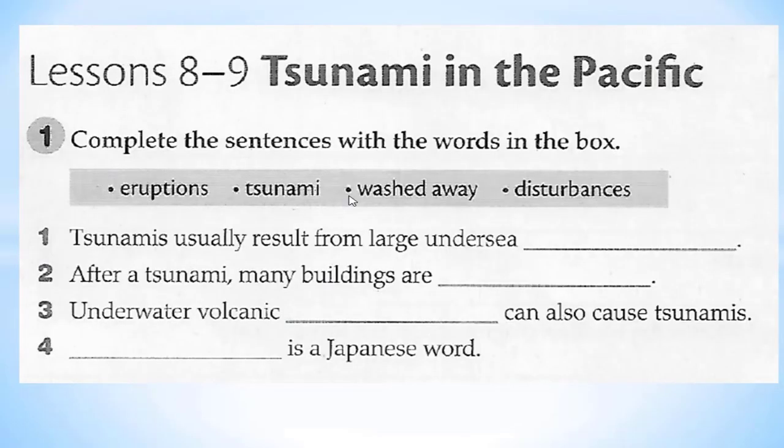Okay. Now go to workbook page 57, lessons 8 and 9. Look at the vocabulary in the box. I have explained them earlier. Eruptions, tsunami, washed away, disturbances. Eruption is related to volcano. Tsunami is the topic of our lesson. Washed away means carried out or carried away. Disturbances means interruption, especially with water.